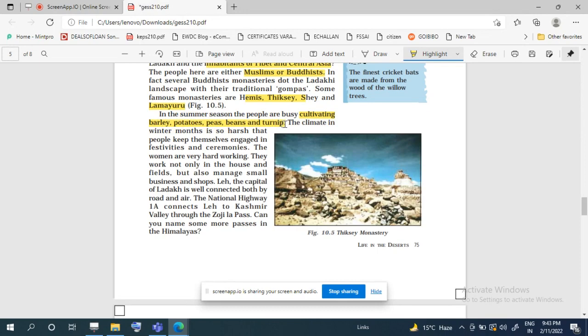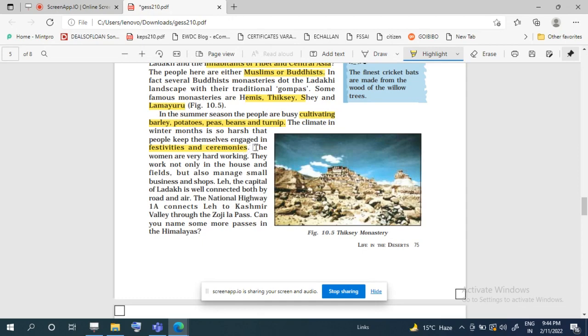The climate in the winter months is very harsh, and in order to keep themselves engaged, people are engaged in so many activities, festivities and ceremonies, so that their attention does not go to the cold. In order to avoid their attention on the cool temperature, they keep themselves engaged in festivities and ceremonies.